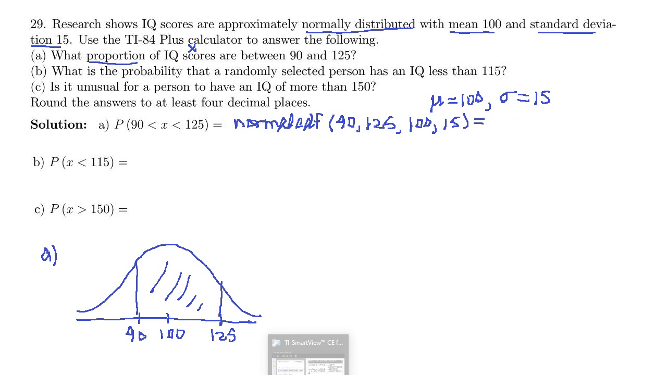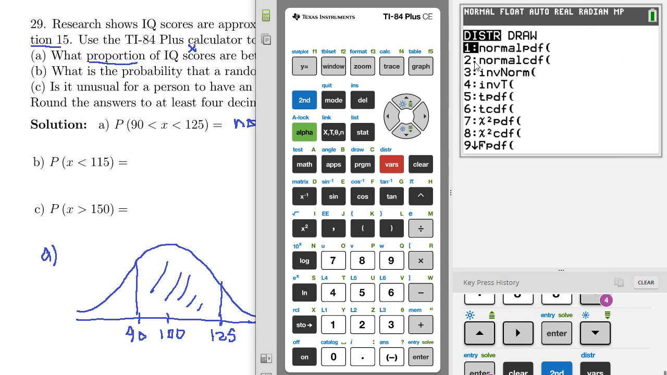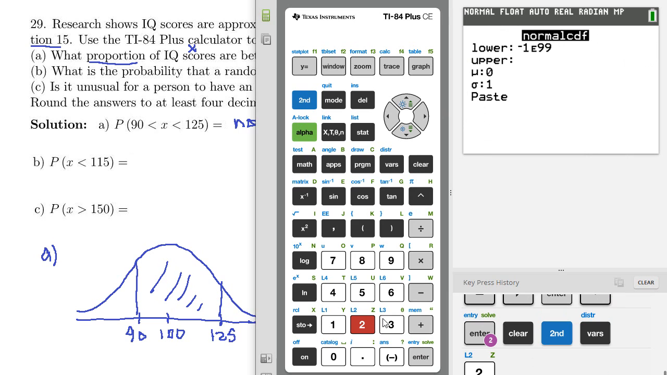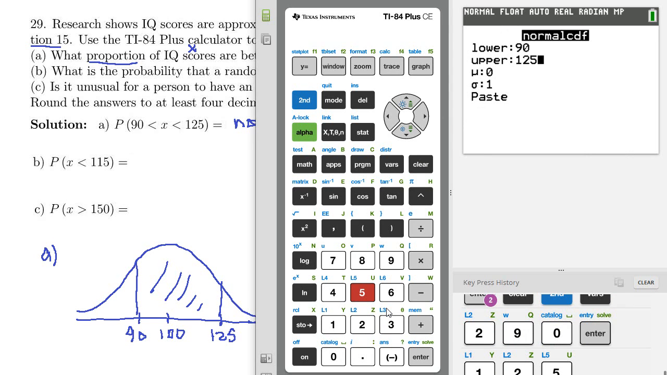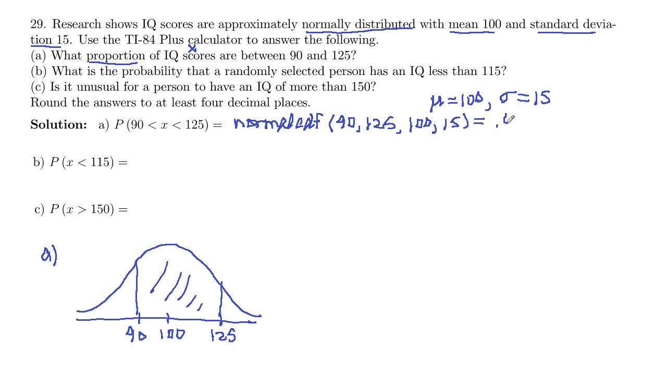Let's go ahead and enter those in. So second variables, normal CDF, option 2, and our lower bound was 90, upper bound 125, mean 100, standard deviation 15. 0.6997. So 69.97% of the IQ scores are between 90 and 125.